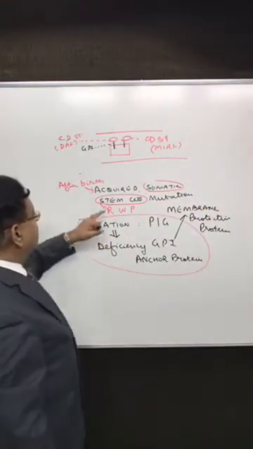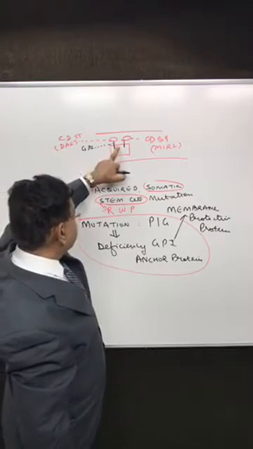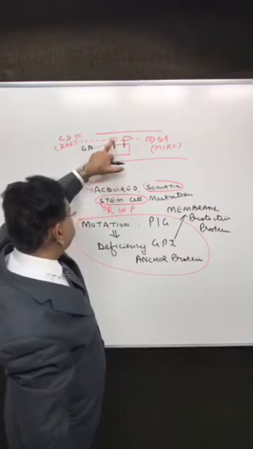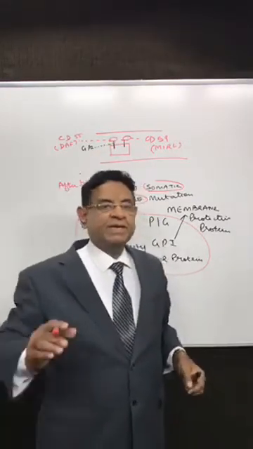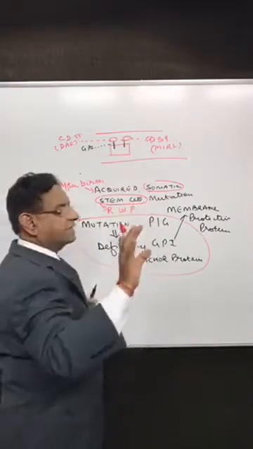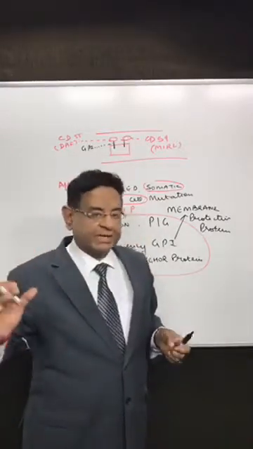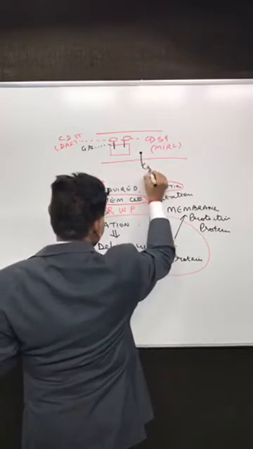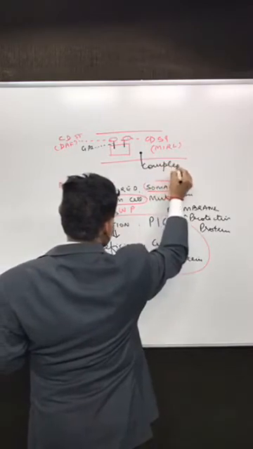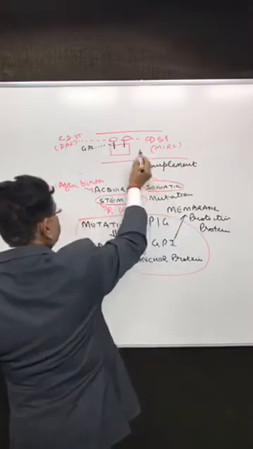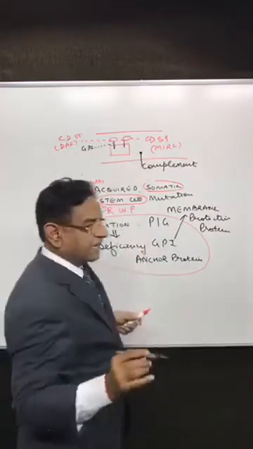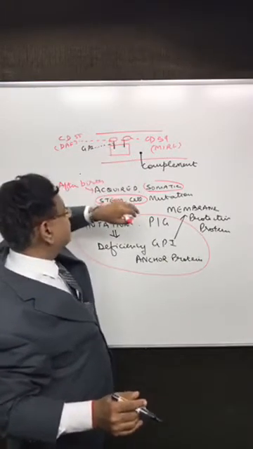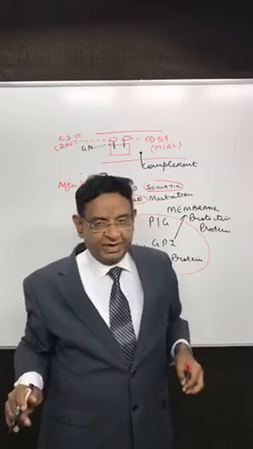So, to the membrane is attached GPI, and to the GPI is attached CD55 or CD59. And these two proteins are the membrane protective proteins. What do you mean by that? In the blood, we have complement. This complement cannot enter the cell because we have membrane protective proteins, so-called CD59 and CD55.